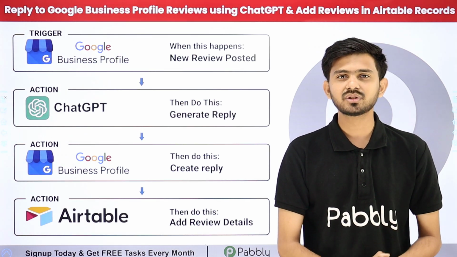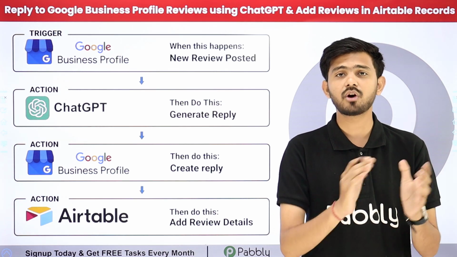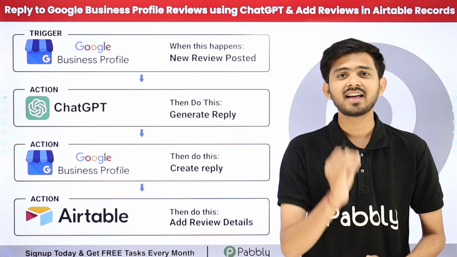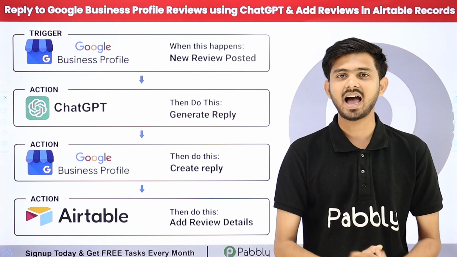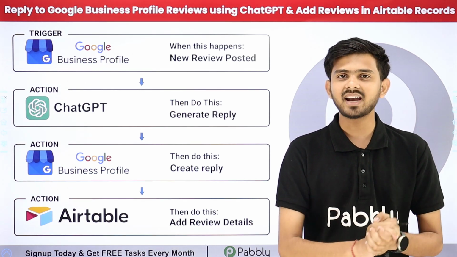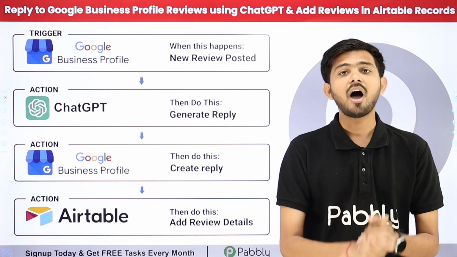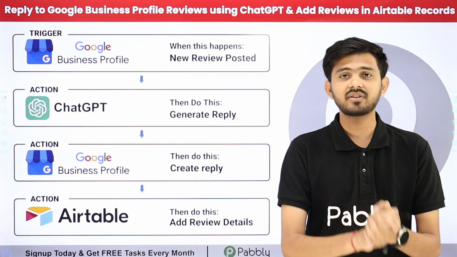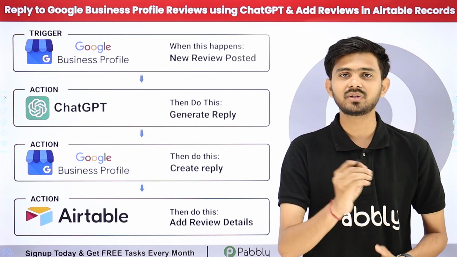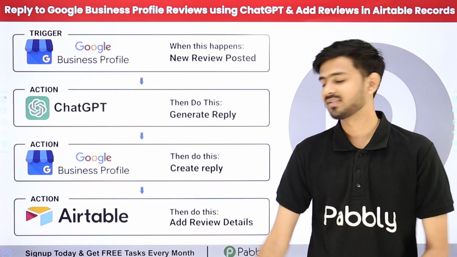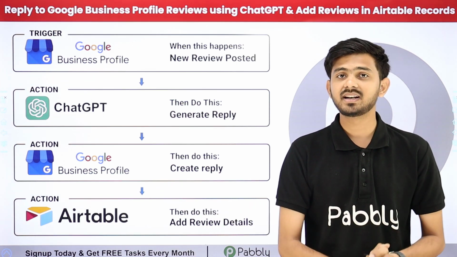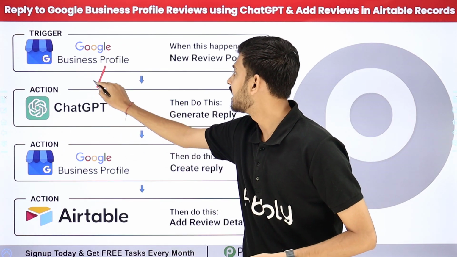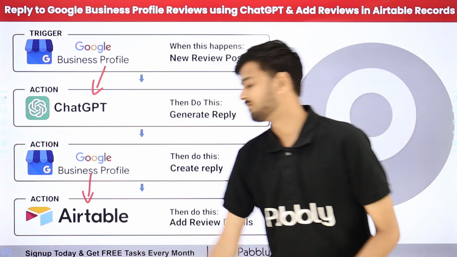So here what I'm going to do is that as I receive a new review for my business on Google Business Profile, then automatically by using ChatGPT, I'm going to generate the reply and create that reply in Google Business Profile automatically. After creating that reply, I'm going to add the review details in my Airtable record. So for my objective, I need to build a connection between Google Business Profile, ChatGPT and Airtable.